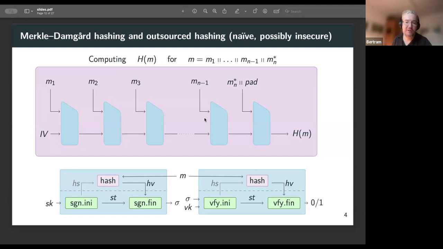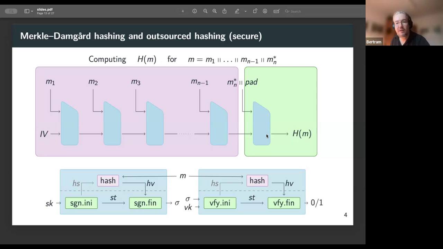So the negative results from PKC show that this in general is not a good idea, but the good idea that we identify in that paper is that one should actually shave off the last compression function call and put that into the finalization routine. So everything that is now pink here, that is all but the last block, would go into the hash block here, but the last compression function would go into the finalization, and then if we model the compression function as a random oracle, which is an acceptable assumption for SHA-2, for instance, then this becomes generically secure.